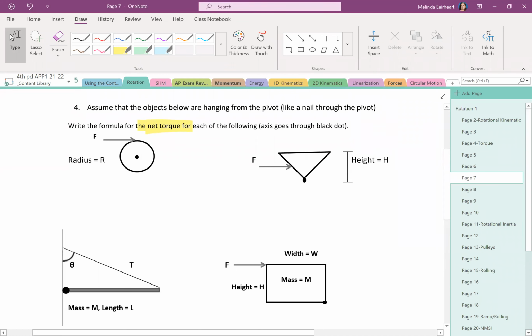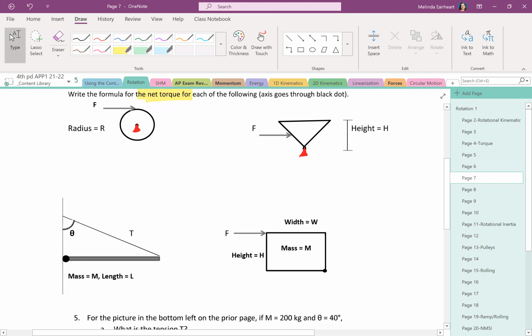And so here it says that assume these different objects below are hanging from the pivot, which is like a nail through the pivot. And later they say it's the black dot. So here's where I'm just going to come in here and make them all triangles. Okay? Because maybe the dot is the center of mass, but maybe it's not. And so I'm going to come in here, my personal preference, fulcrum triangle, dot, center of mass in normal situations.